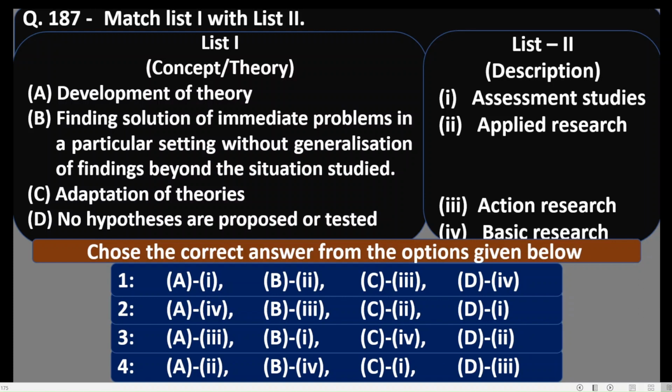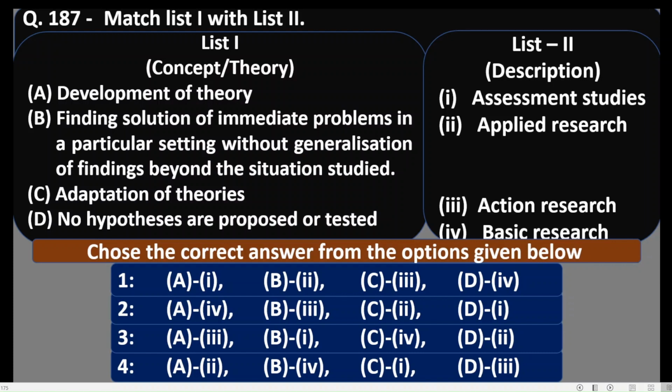Again, we see list 1, A, development of theory. Theory is developed by using basic research. B, finding solution of immediate problems in a particular setting without generalization. Generalization is not the main objective of the study that happens in action research, and problems of a particular setting are solved by action research. So B of list 1 is related with action research of list 2.